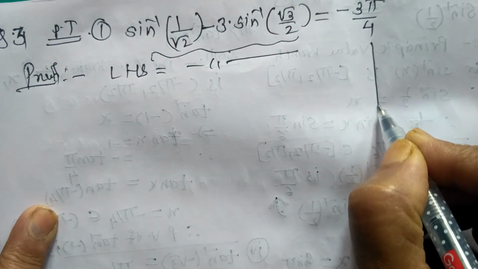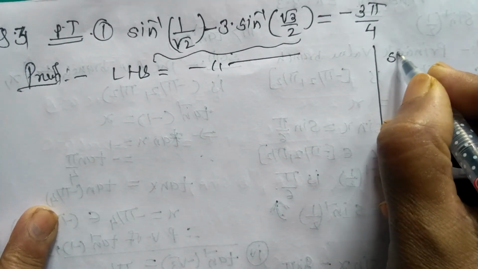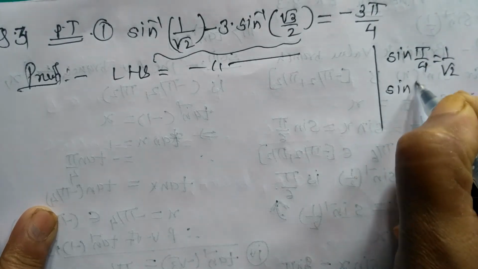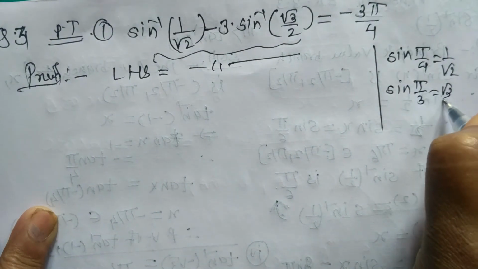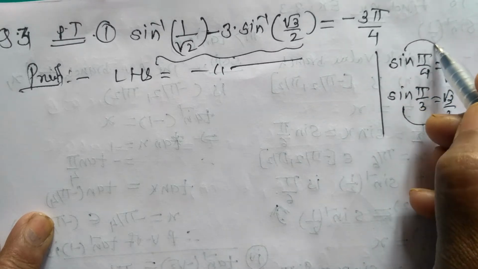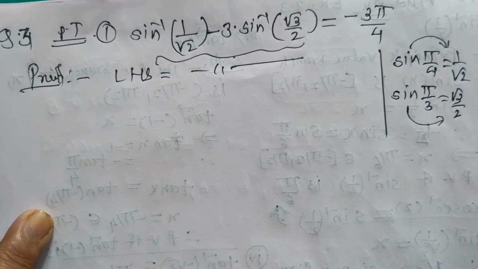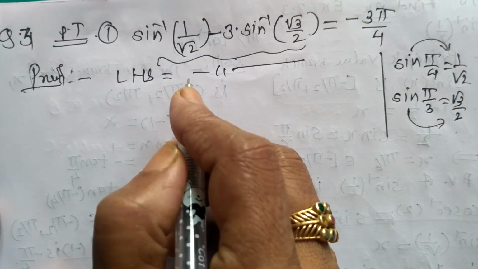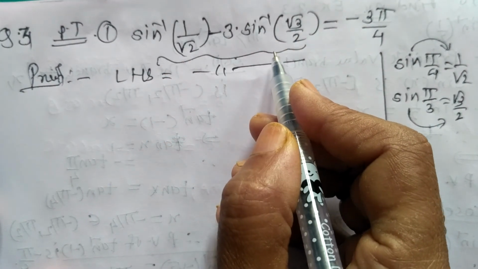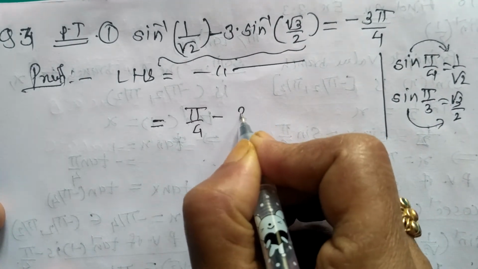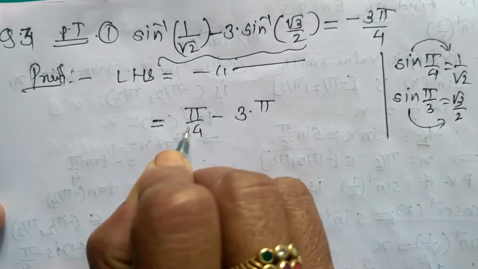Once you know the trigonometric ratios for standard values, as you know that sine pi by 4 is equal to 1 by root 2 and sine pi by 3 is equal to root 3 by 2, then you get sine inverse root 3 by 2 and sine inverse 1 by root 2. So we use that identity directly here. LHS is equal to sine inverse 1 by root 2 minus 3 times sine inverse root 3 by 2. So the first value is the angle pi by 4, minus 3 times the second value, which is pi by 3.